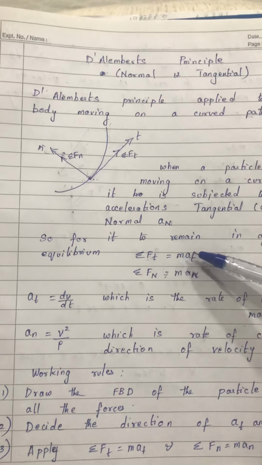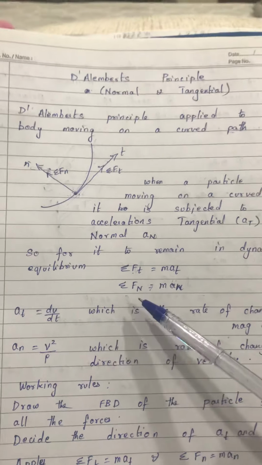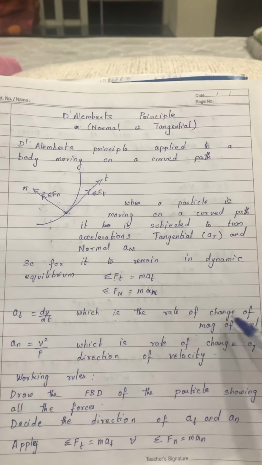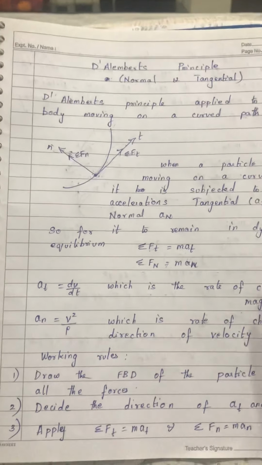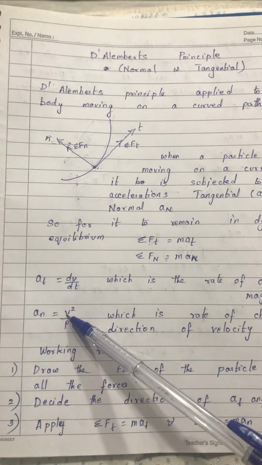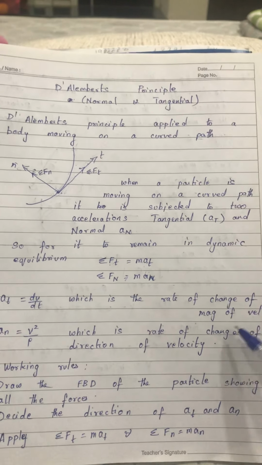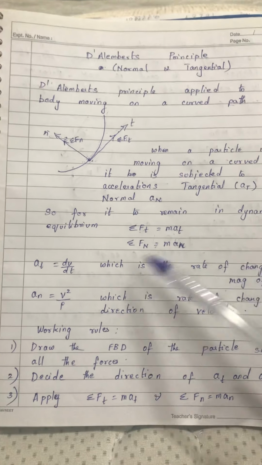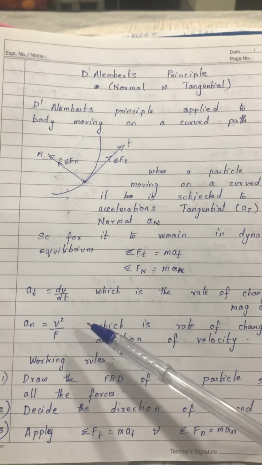Now we also know that at is nothing but dv by dt. And what is tangential acceleration? It is the rate of change of magnitude of velocity. Similarly, an, which is given by v square by rho, is nothing but the rate of change of direction of the velocity. Now, for solving numericals, there are some important working rules.